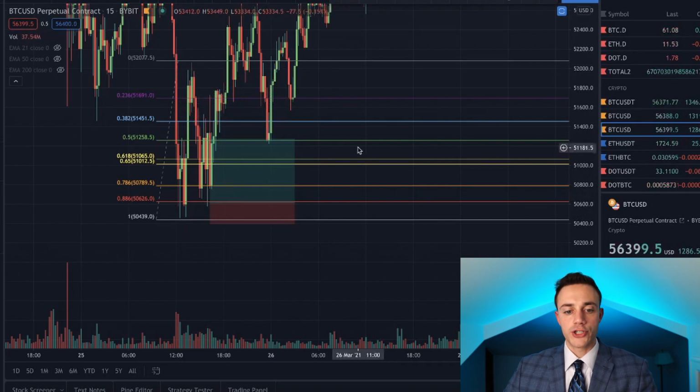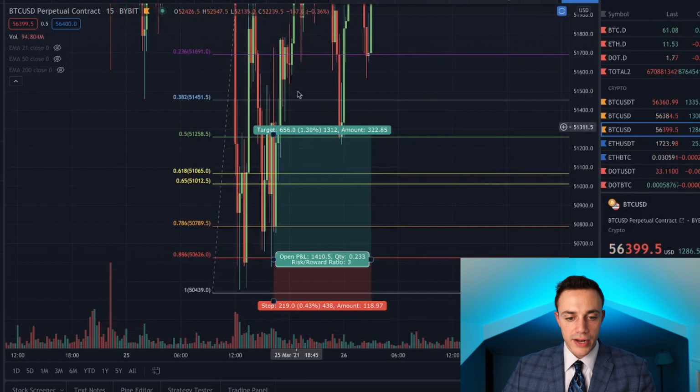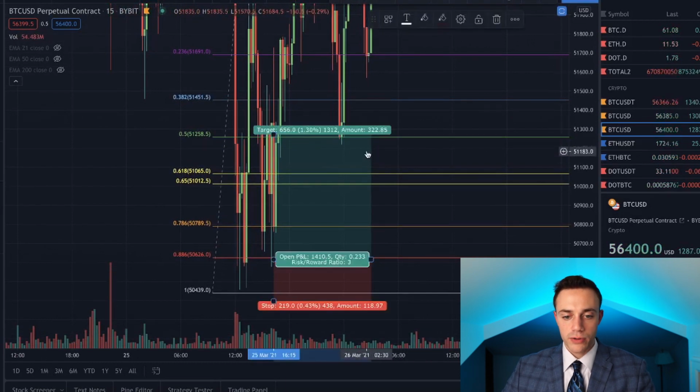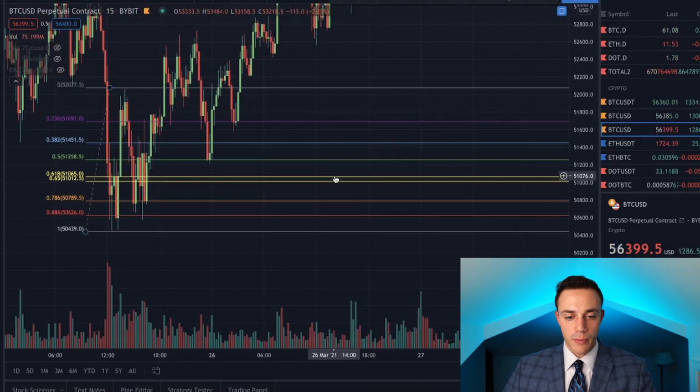So you chart out your trade here, and then you would go and enter it on whichever exchange platform you were using, and you would have gotten this 3-to-1 perfectly. Congratulations to everybody who took this trade when it did play out. This was back on March 25th.